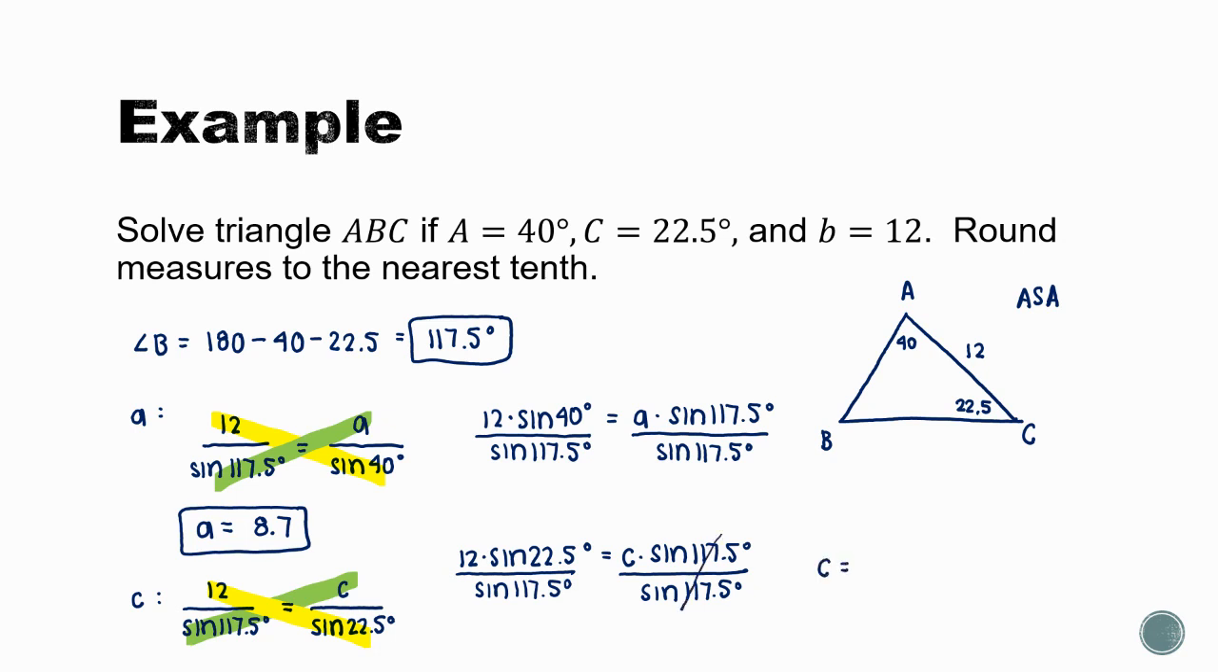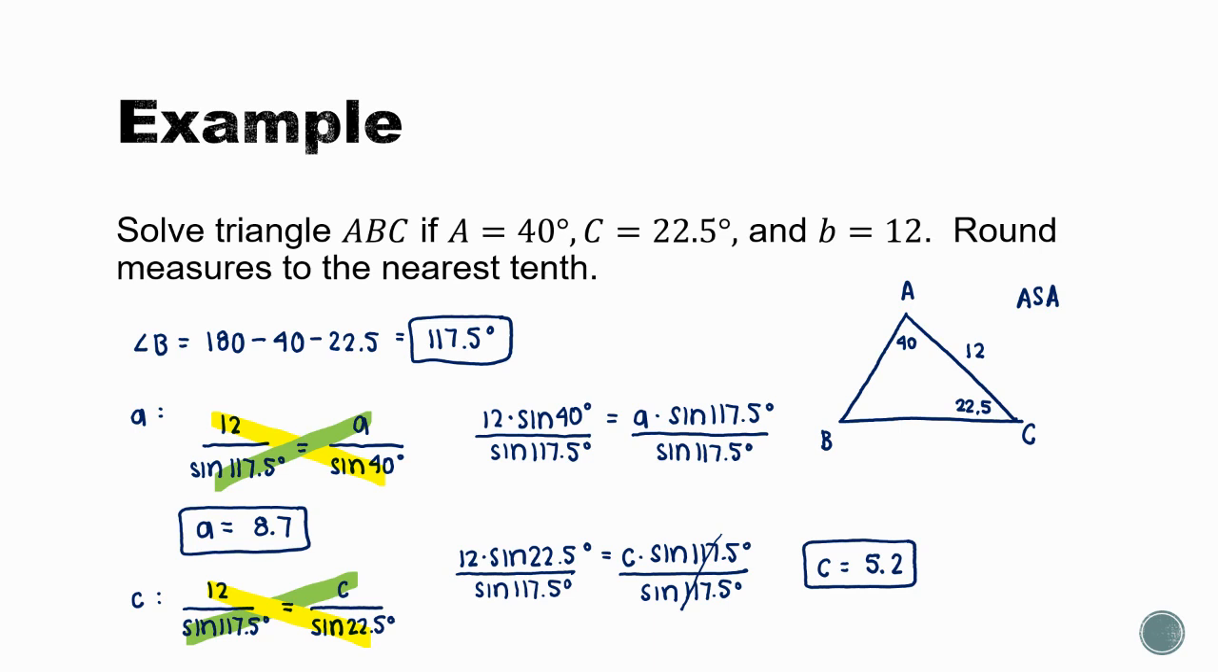So in our calculator, we have 5.17716 and so on. So I look at that second decimal, which is a 7. That tells me I want to round the 1 up. So we get 5.2 for that side.